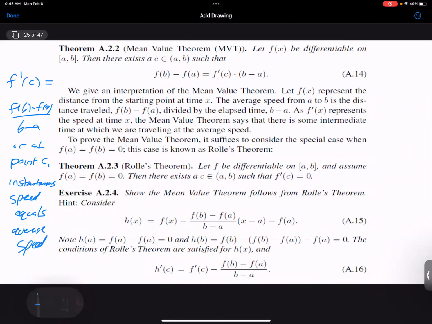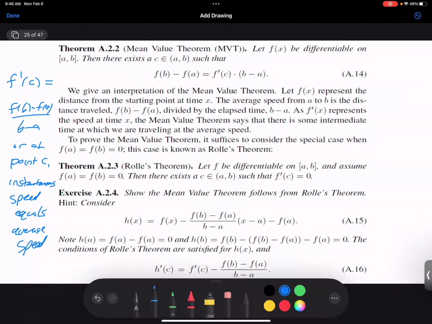And just to write it a little bit more graphically, if I give you something like this, and here's my function, here's a, here's b, and I can draw the line over here, then I have to have at least one point where my instantaneous speed equals my average speed. So I'm going to give you the obvious proof of this.